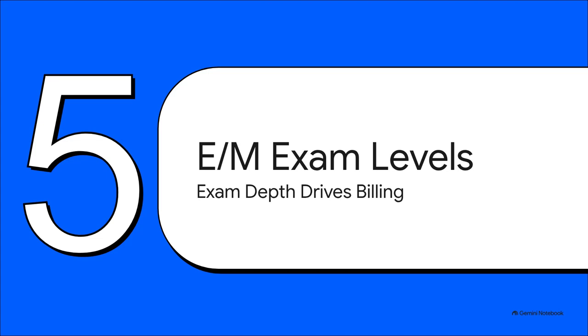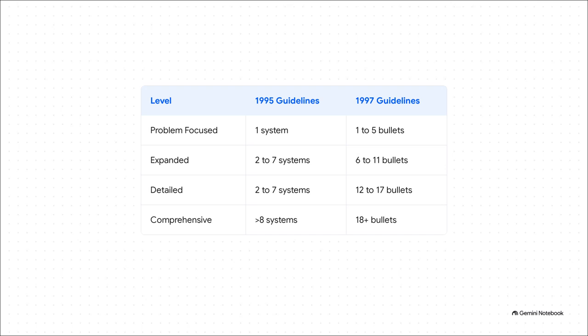Section 5. Determining E and M examination levels. So why does this all matter? Well, in the real world, this structured documentation directly drives your evaluation and management coding levels. The sheer depth of that physical exam dictates your final billing tier. Under the 1995 guidelines, hitting a comprehensive level means you have to examine 8 or more body areas or organ systems. Under the stricter 1997 guidelines, you need 18 or more specific bulleted items across 9 or more systems. Here's the kicker. If you blur the lines and accidentally drop patient history into your physical exam section, an auditor will strip those elements right out. Your exam depth drops, and as a result, your reimbursement plummets.